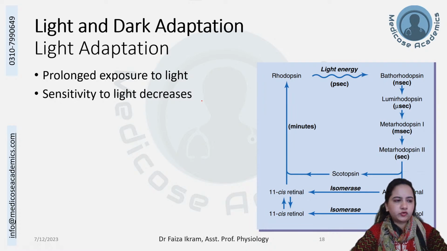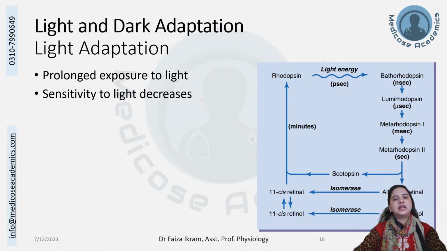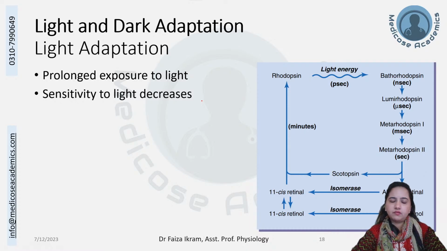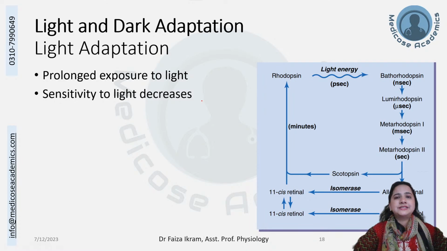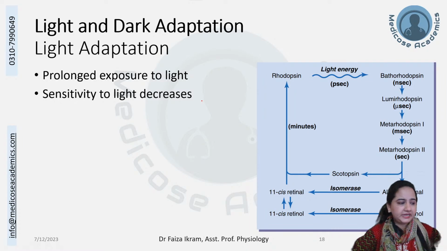We have now seen the phototransduction across these photoreceptors. Let's talk about light and dark adaptation. Very important mechanism. If we go out from our room directly into the sunlight, for a while we cannot see clearly, but within seconds our eyes adapt to that bright light, and now we can see very easily and comfortably in the sunlight. How does this happen?